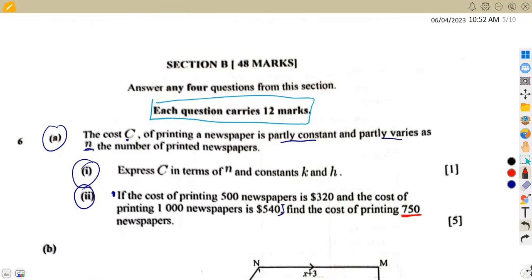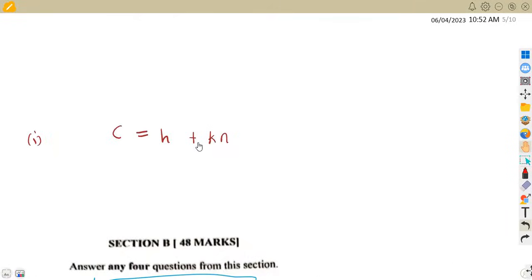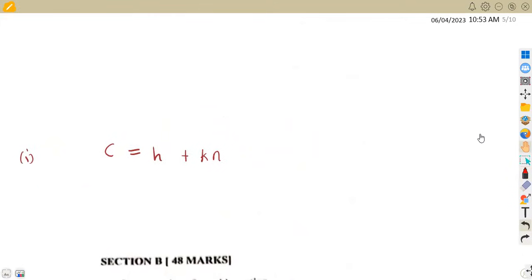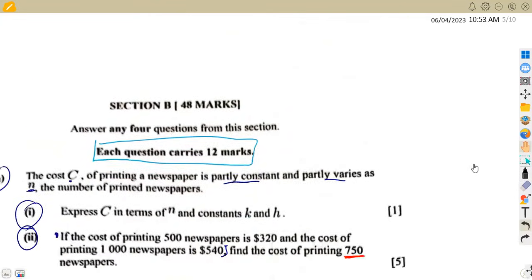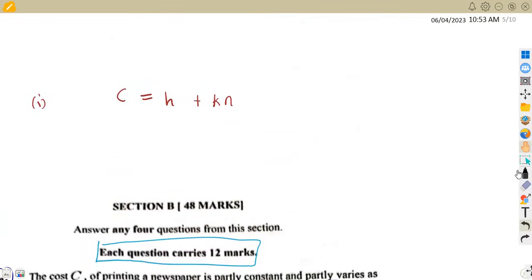So let us start with the information that we are given first, that 500 newspapers, they need $320. So we have got the cost, $320. So this is our C, the cost of $320. All right, so let me just try to write it this side. So we start with the cost. The cost, we are given it as 320 for 500 newspapers, which is N. N is the number of newspapers. So 320 here, which is our cost.